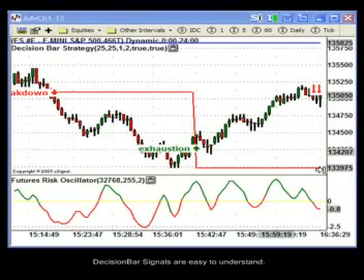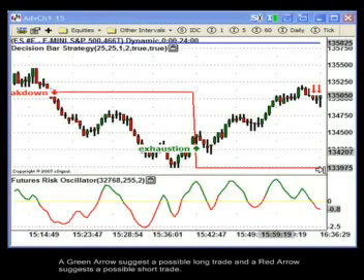DecisionBar signals are easy to understand. A green arrow suggests a possible long trade, and a red arrow suggests a possible short trade.